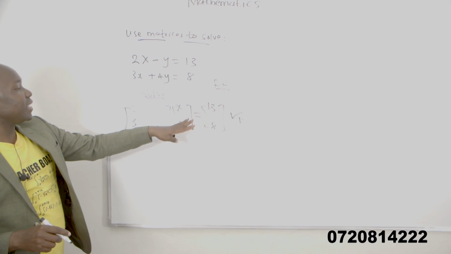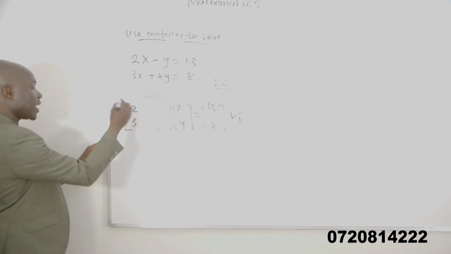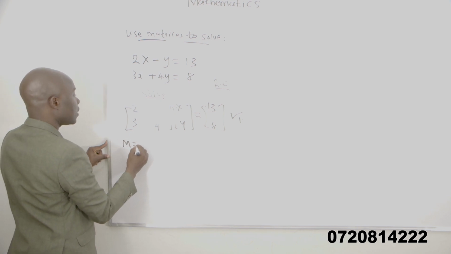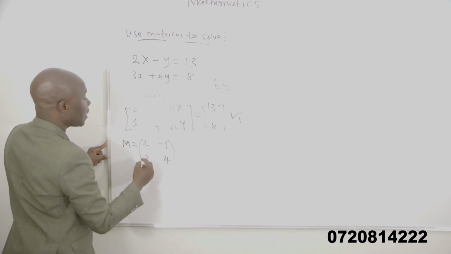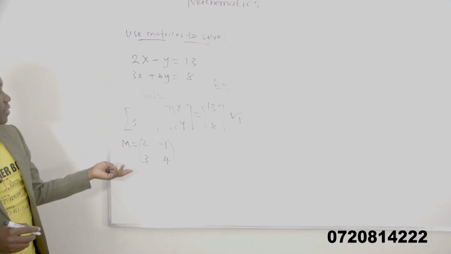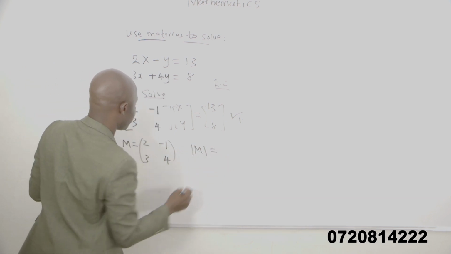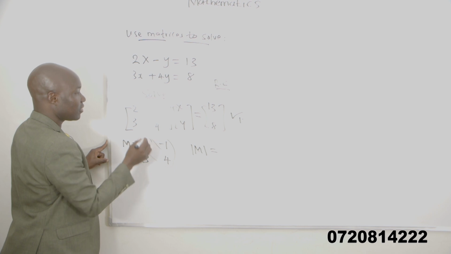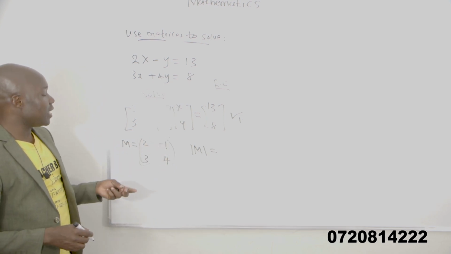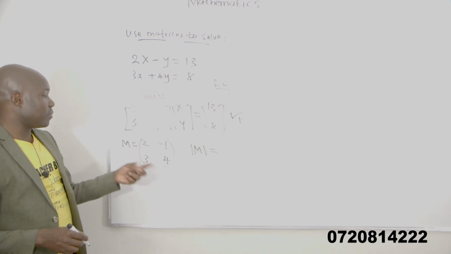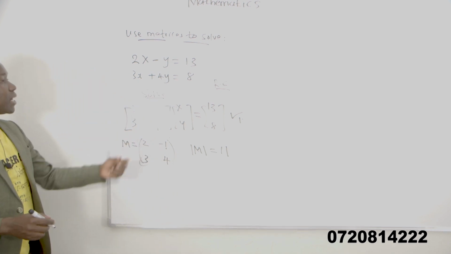Now, after determining the coefficient matrix, we need to pick that matrix. Call it M, which was supposed to be 2, -1, 3, and 4. Then find the determinant of that matrix. How do we find the determinant? I already taught you that the determinant of a matrix is the leading diagonal's product minus the other. So 2 times 4 is 8. 8 minus -3, which is 8 plus 3, which is 11. So the determinant is 11.